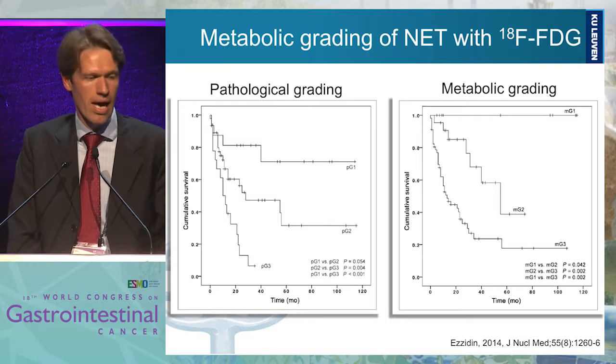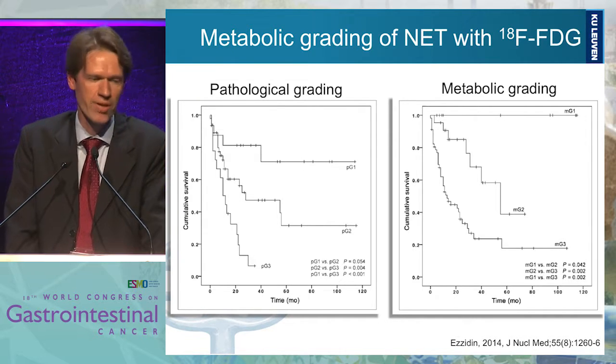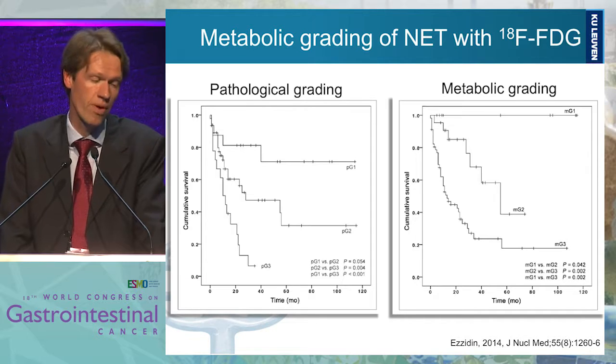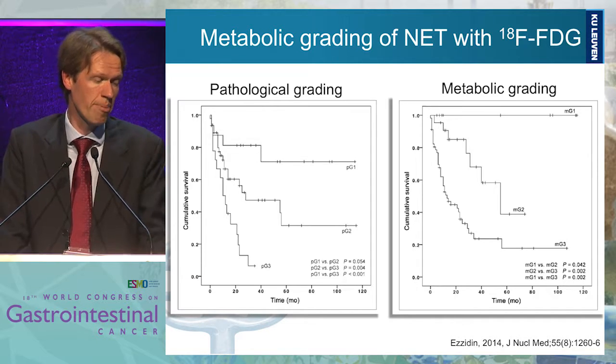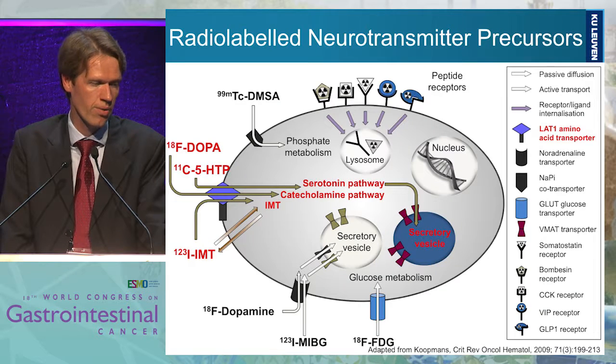And these are the survival curves based on the metabolic grading that we see on the right, and we in particular see that the metabolic grade 1 has a very good prognosis, which is actually better than the prognosis coming from the Ki-67 based pathological grading.